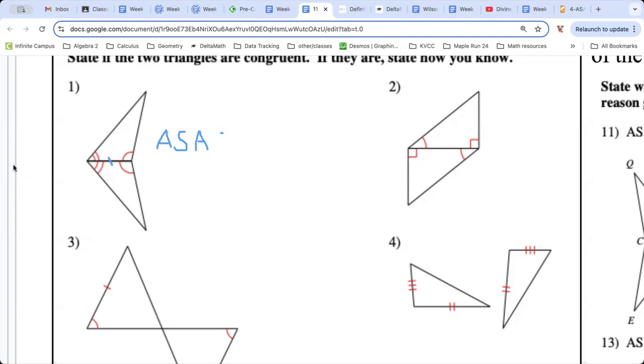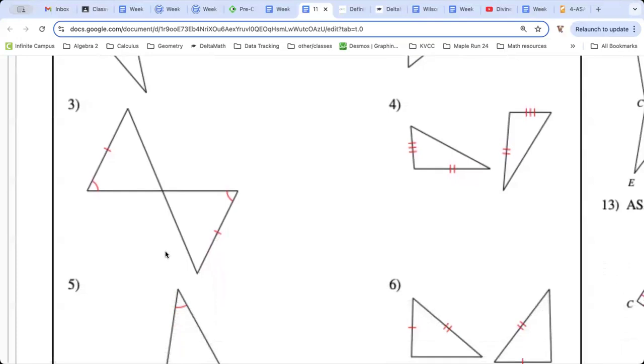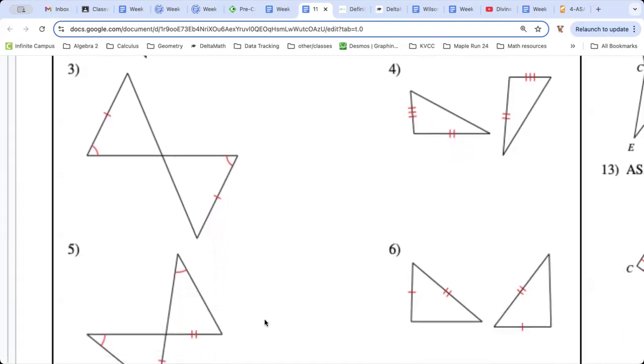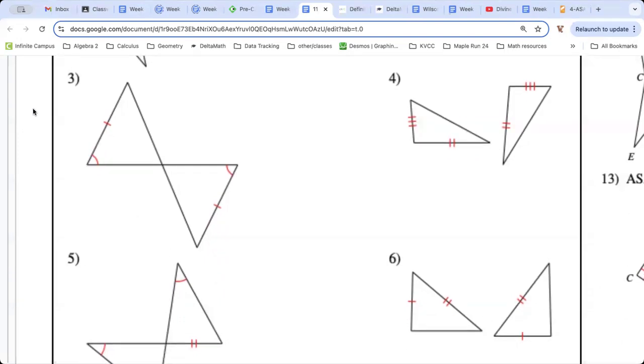All right. So I hope you find this easy to do. So number one, they're congruent per angle side angle. Now let's go to number 3. Okay, number 3, let's see. What we have here, they only showed us these two sides are congruent and these two angles are congruent. Do we have any other information? Are those two angles congruent to each other? Can we say that? Yes, we can actually.